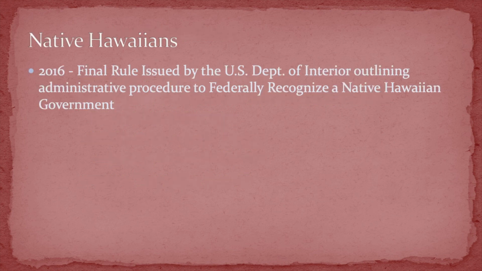However, in 2016, there was a final rule issued by the Department of Interior outlining a procedure to federally recognize a Native Hawaiian government. And I'm happy to say that Kevin Washburn, who was once a dean at my law school, actually was Assistant Secretary of the Interior and helped get that rule finalized. So this is still in process and in play for Native Hawaiians, so they may too gain some type of federal recognition. But remember, we're not doing treaties anymore, so they're not going to get a treaty that will affect them the same way.